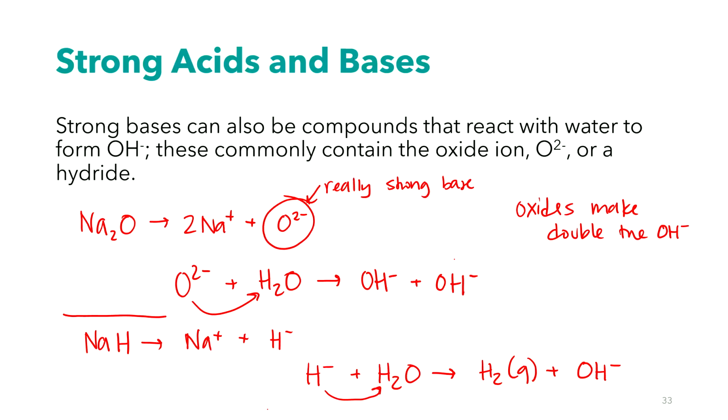So you just need to see NaH, sodium hydride, as a base, and that's a 1-to-1. Every unit of NaH is going to make 1 unit of OH minus. So those are the other 2 bases that I want you aware of, the oxide and the hydride.